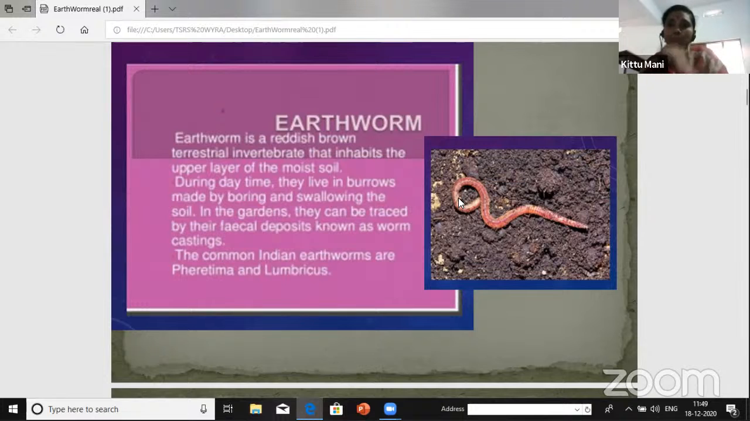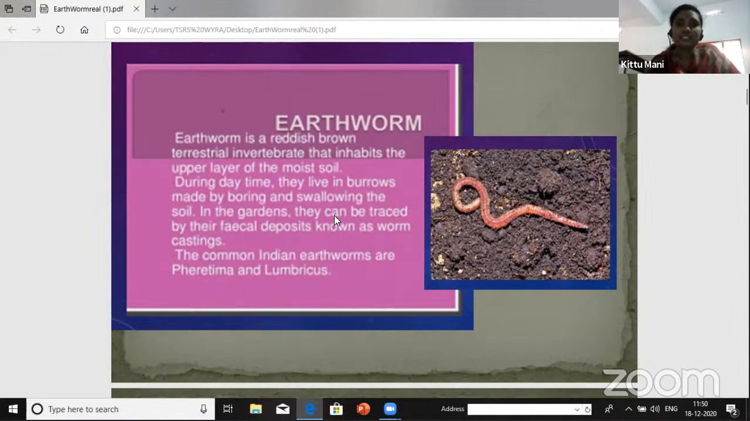During the daytime it lives in burrows. At night time, it is active. So these types of organisms are called nocturnal organisms. In the daytime, they live in the burrows made by burrowing and swallowing the soil. What is the food of these earthworms, students? The soil and waste material like decaying leaves. Okay, like that. Okay, next.